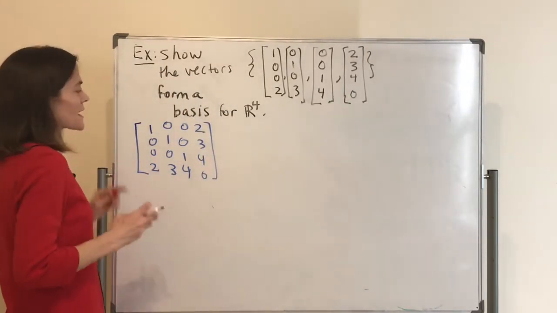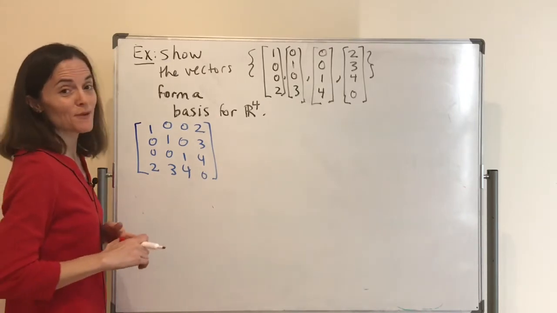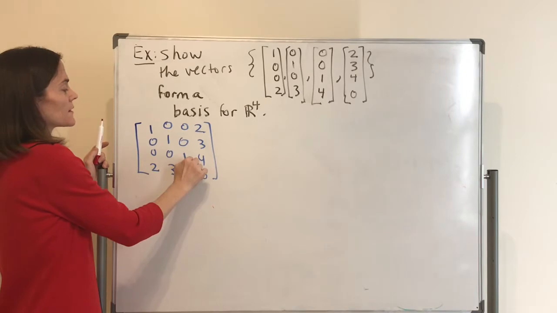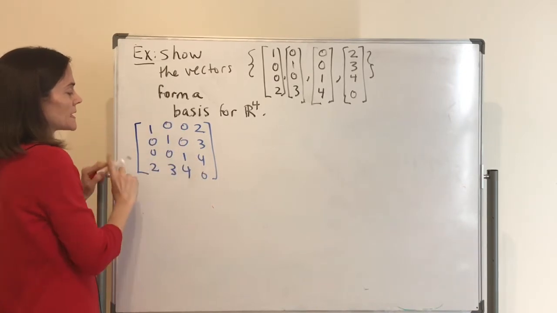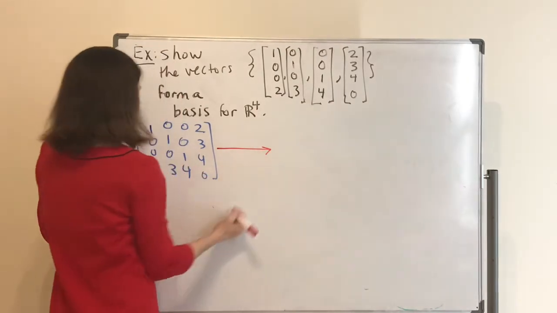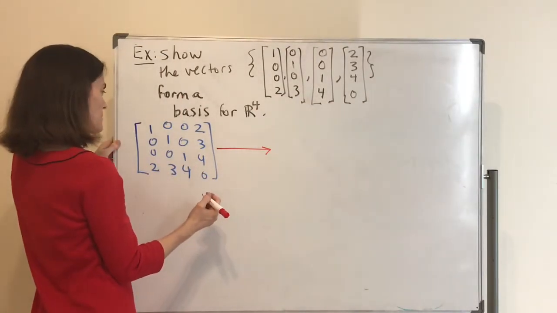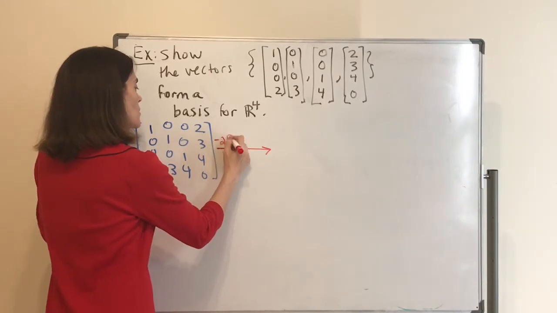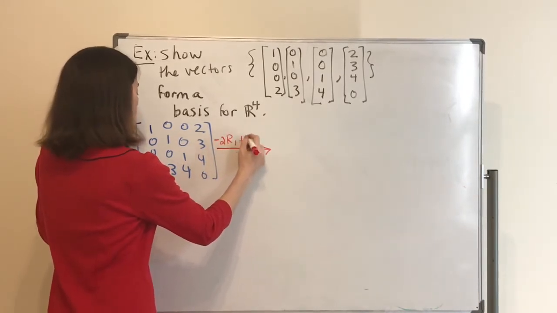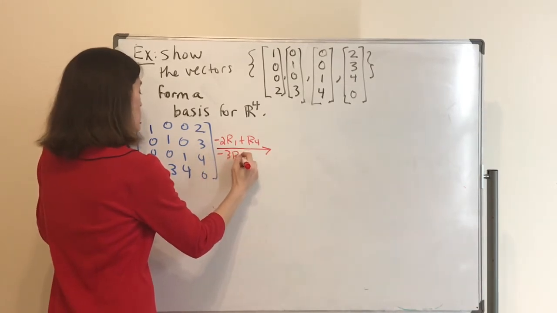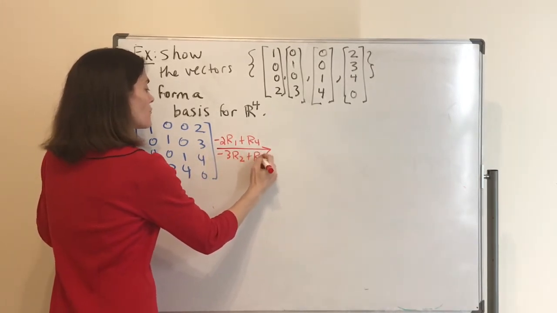Well, you see, I'm actually not that far away from reduced row echelon form because I have this whole part right here. It looks like a little identity, but I need to take care of this bottom row. So I will maybe do several things in one step. I'll take -2 row 1, add it to row 4. I'll take -3 row 2, add it to row 4.